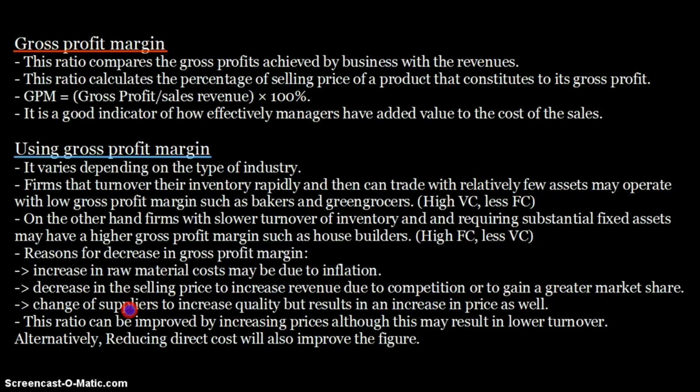A change of suppliers will also decrease gross profit margin if you are increasing your quality but also increasing your prices. It could increase your gross profit margin if you change your suppliers and the quality is reduced and the prices are reduced. But generally you want good quality, so if your prices are higher, in that case your gross profit margin will decrease because it's a direct cost.